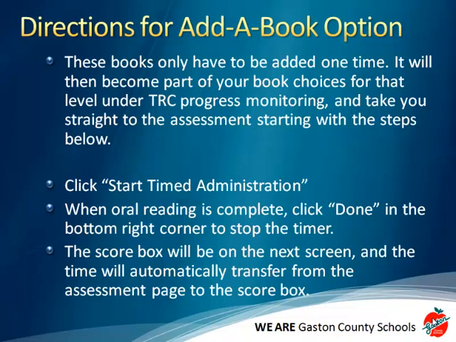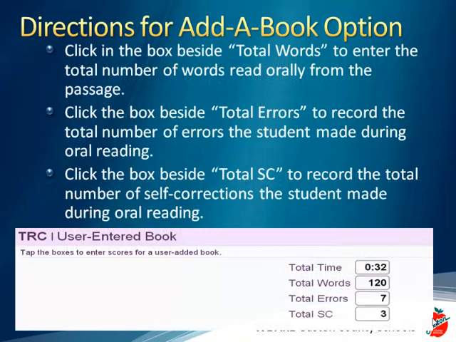So then you're going to have a screen where you have two blue boxes, one that says Start Timed Administration and one that says Start Untimed Administration. At this point, you're going to click the blue box that says Start Timed Administration, and a timer will appear on your screen. When the oral reading is complete, you will click the word Done in the bottom right corner to stop the timer. The score box will be on the next screen, and the time will automatically transfer from the assessment page to the score box.